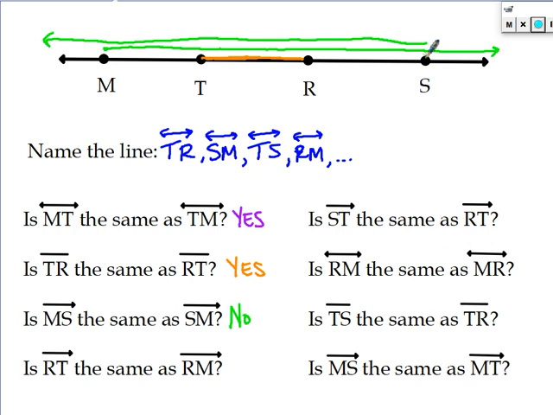Is RT, so again, this is a ray, so I'm starting at R here and going through T, so I'm going this way. Is that the same as ray RM? So again, R, and I'm going through M forever. Are those the same? Yes, they are. They are talking about the same exact thing. They both have an endpoint at R, so they're both starting at R, and they're both going the same direction. So yes, they are.